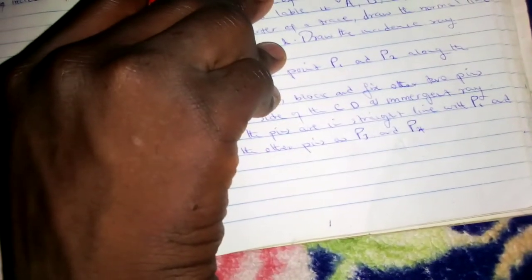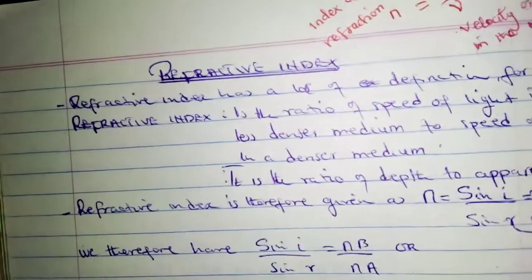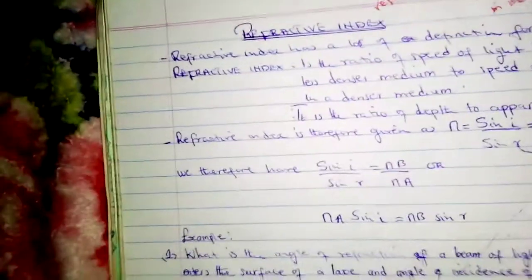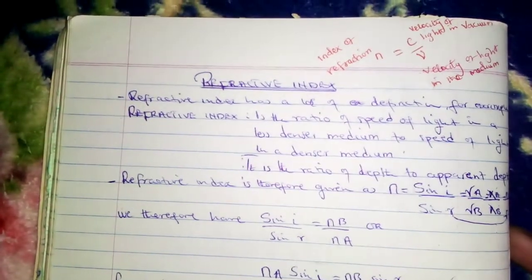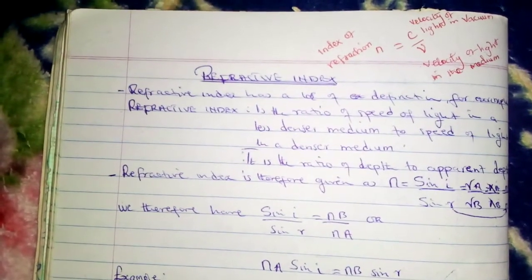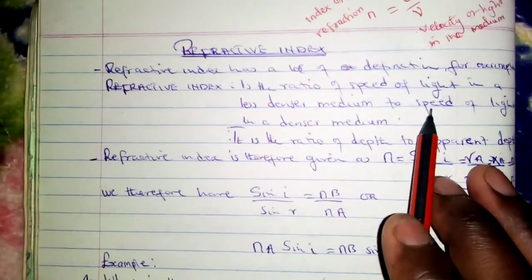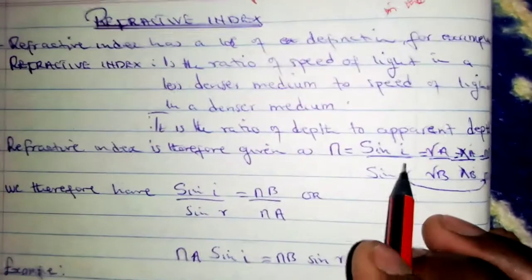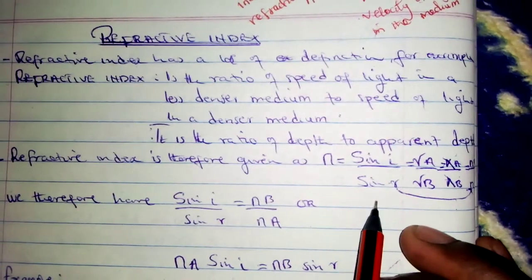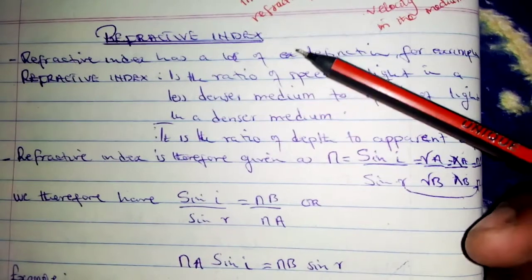Now, what is refractive index? What you should know is that refractive index is a ratio. Now, what ratio is that? It is the ratio of sine of the angle of incidence to sine of the angle of refraction. That's what you should know about refractive index.